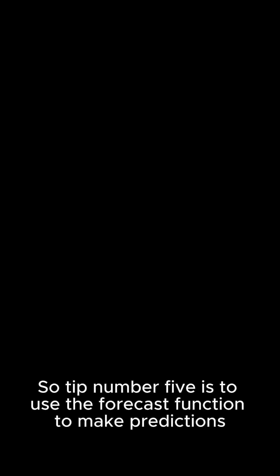Tip number 5, use the forecast function to make predictions. All right, this one is going to be pretty quick. So tip number 5 is to use the forecast function to make predictions. Here we have a table with dates and sales data, and we want to forecast future sales. So we go to the Insert tab, and we click on Forecast Sheet, and we select the dates and sales columns. Now here's the thing.